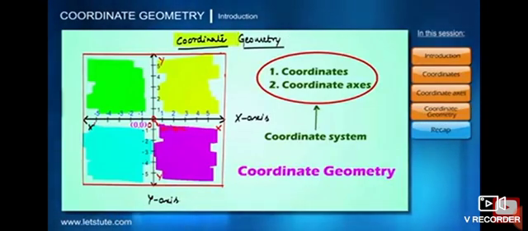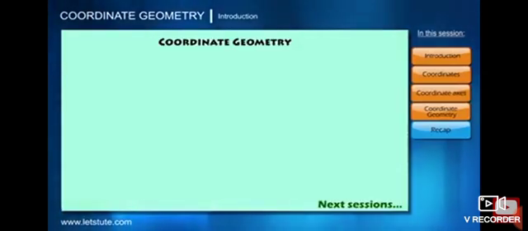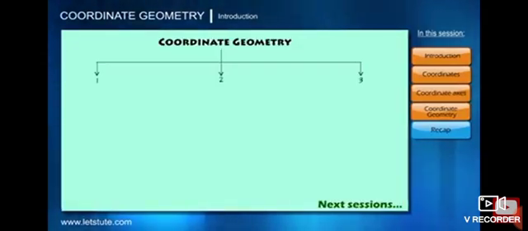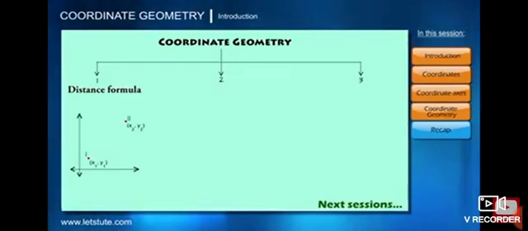That is our title. In the next few sessions, we are going to learn three important concepts under this title of coordinate geometry. Number 1, distance formula. In this formula, we will learn, when 2 points are given with their coordinates, how to find the distance between these 2 points. And the next concept we will learn is the section formula.